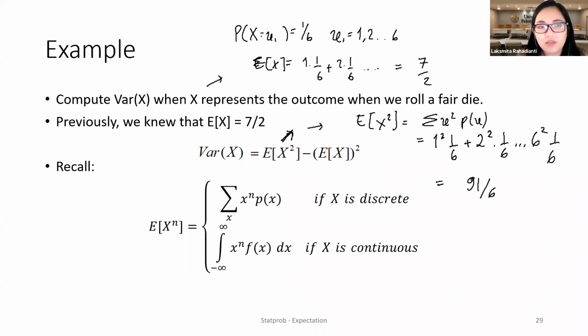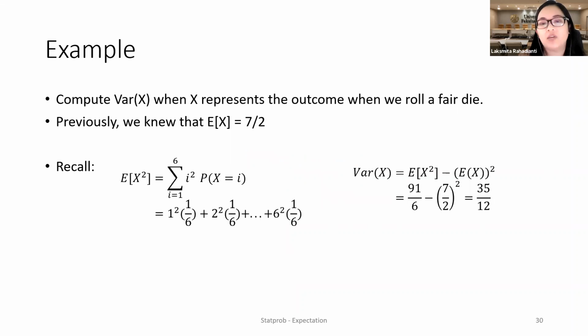And thus, when I'm computing variance, I have here 91/6 minus, we already know that the expectation is 7/2, 7/2 squared. I think that is correct. Yes. So here we have 91/6 minus 7/2 squared, and the final answer of the variance is 35/12, which is something like 3 point something. No, almost 3. So 2.9 or something.